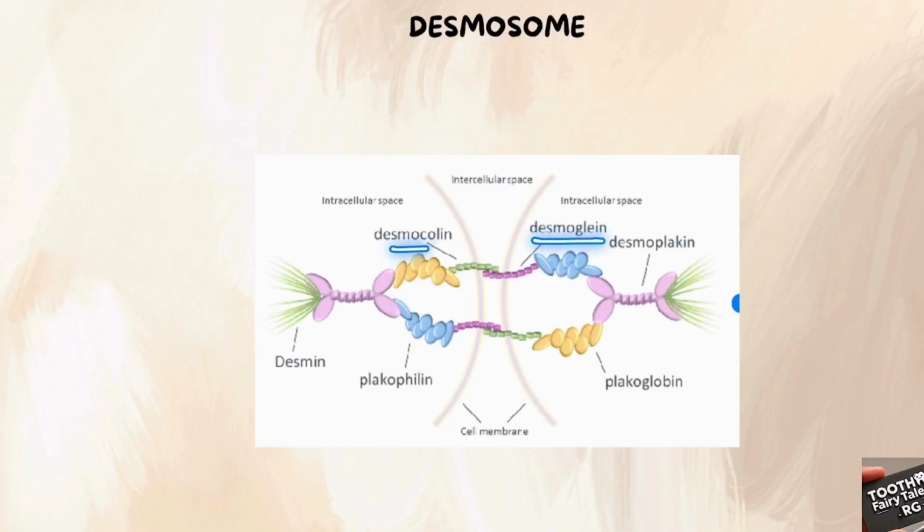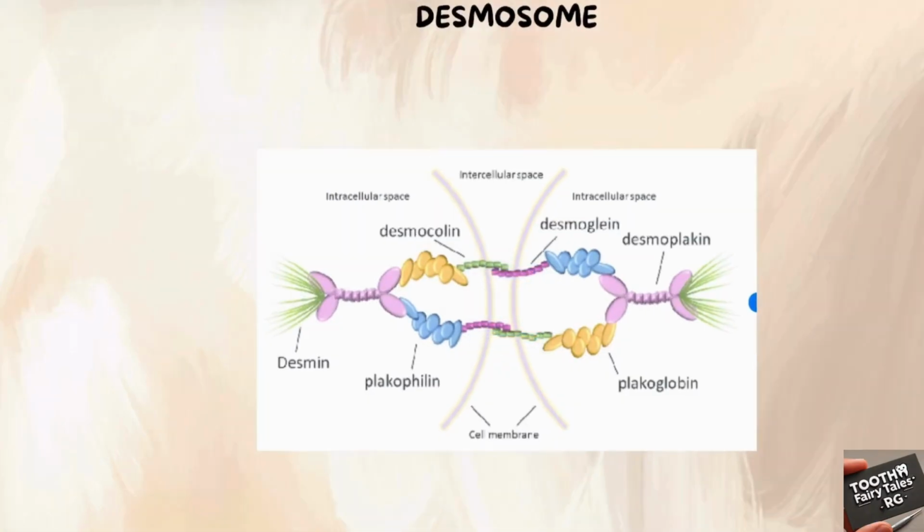Desmogleins and desmocollins, they are extending from the surface of one cell and interact with the counterparts of their adjacent cell, and they are establishing a strong bond between two cells. Adherent proteins are desmocollin and desmoglein. So this intracellular dense plaque is linking the cadherin proteins to the intermediate filaments or the cytokeratins of the cell.